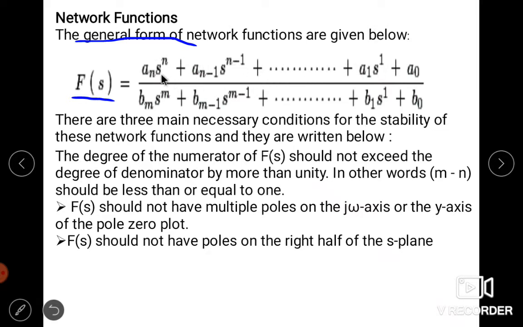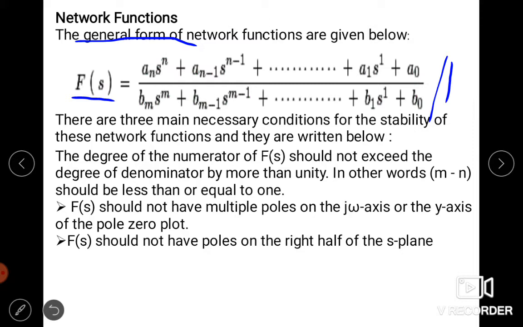These are the functions. Now with the help of this equation, which is called the general equation in network functions, we have described the necessity condition. Some necessity condition must be satisfied to derive this equation.